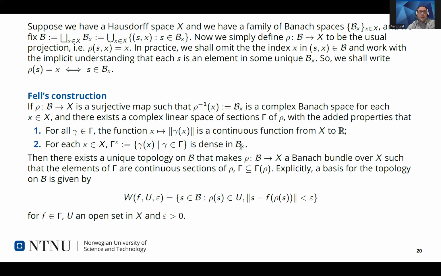This is again just setting this whole thing up, and so there's this basic result by Fell on how to construct this kind of bundles in this Banach space setting. So again, the key thing is you have to have this continuity condition of the norm and a density condition of these approximating sections. And then you can define a nice topology on it.